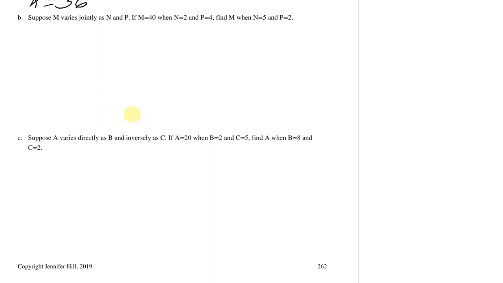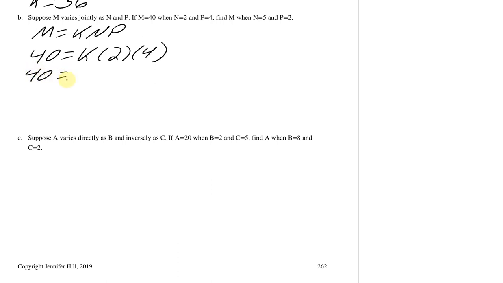So this says suppose m varies jointly as n and p. So that means m equals knp. If m equals 40 when n equals 2 and p equals 4. So let's find k. M is 40. I don't know what k is, but I know that n is 2 and I know that p is 4. So now I have to solve for this.